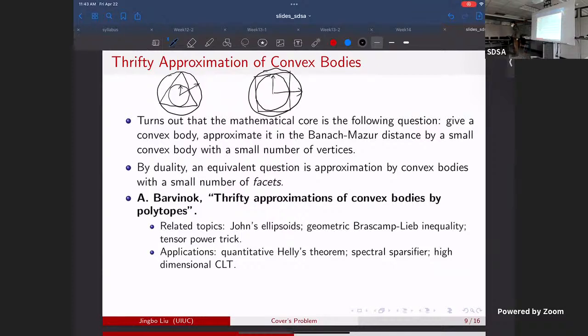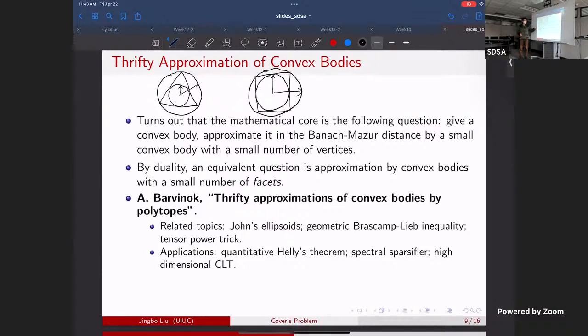So in general, the question is, in high dimensions, what is the trade-off between the level of approximation and the number of vertices? And let me also comment that by duality, this question is equivalent to asking how to approximate a convex body using another convex set with a small number of facets. In this case, a triangle has three faces, the same as the number of vertices. But for high dimensions, there is a notion of polar sets of a convex body.